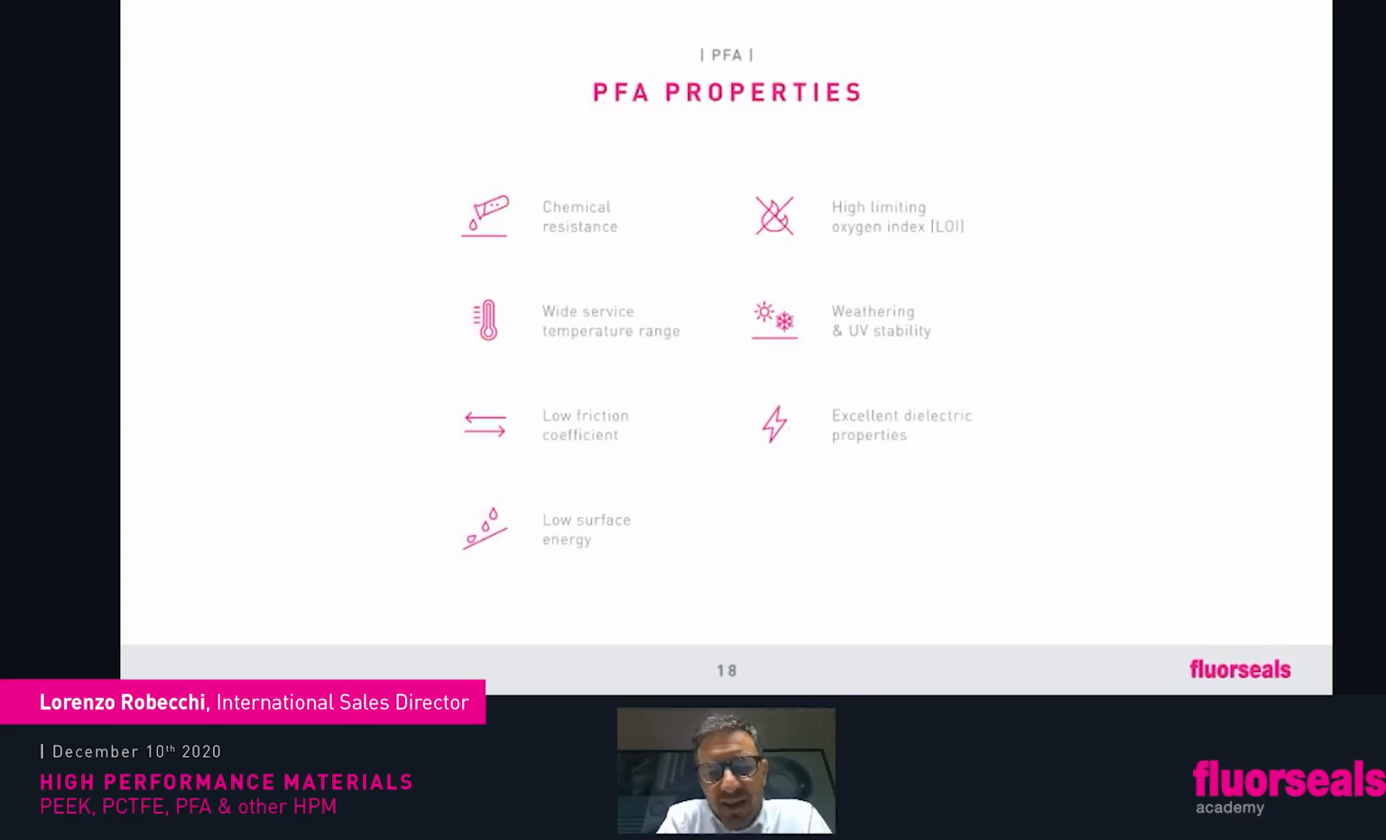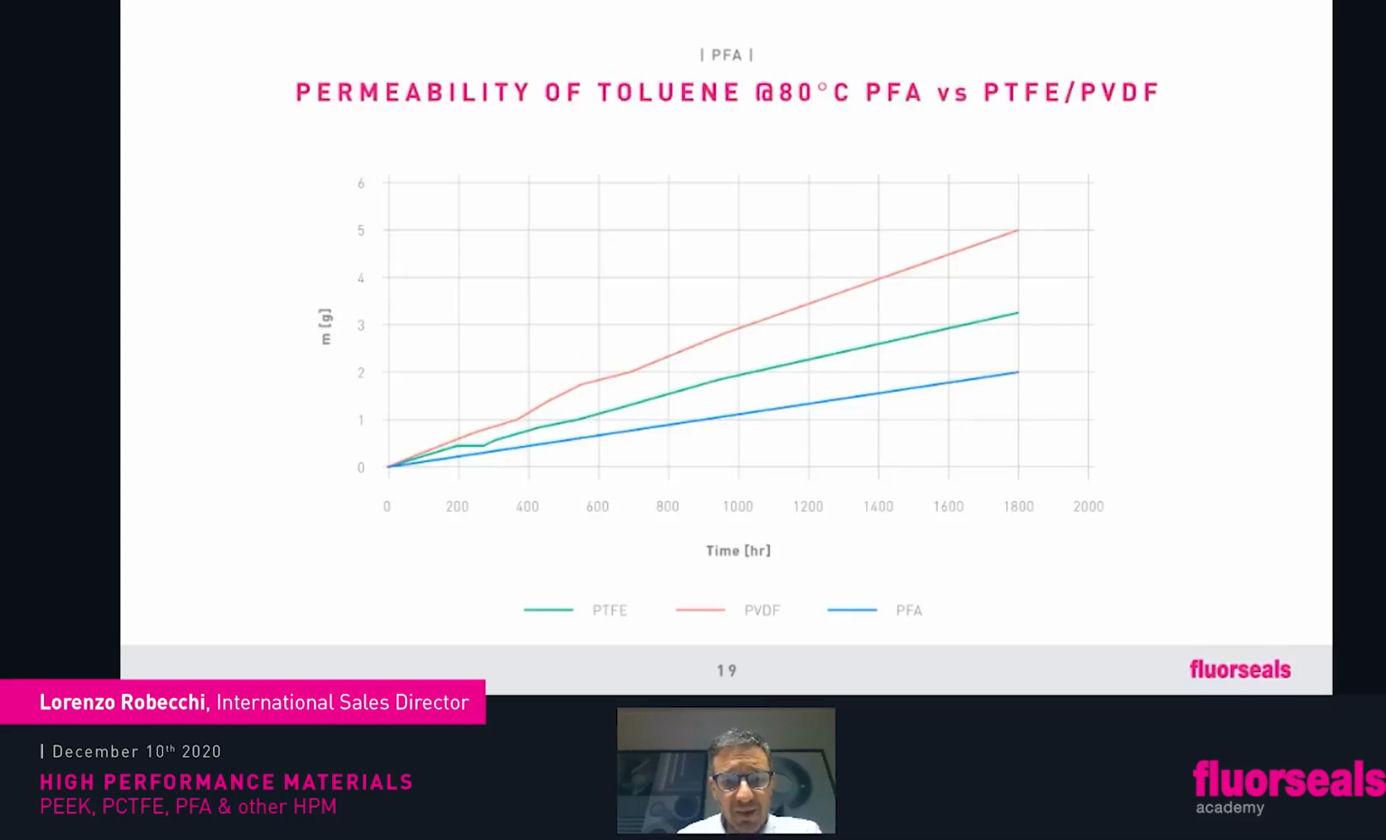PFA properties. PFA shares all the major properties of fluoropolymers, okay? Chemical resistance, low friction, low surface energy, weathering, and so on and so forth. We're going to focus on one though, one of the characteristics of PFA, which I think could be interesting. What is that? It's the permeability. We have three graphs showing the same thing: how PFA outperforms PVDF and PTFE in permeability.